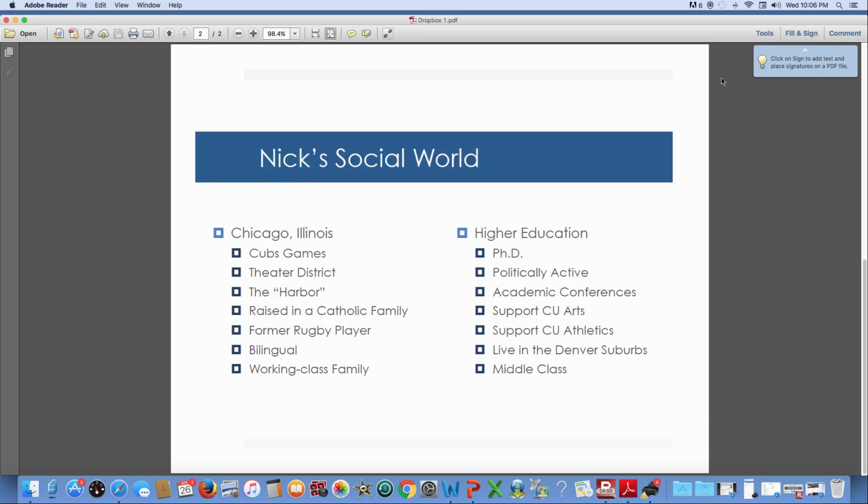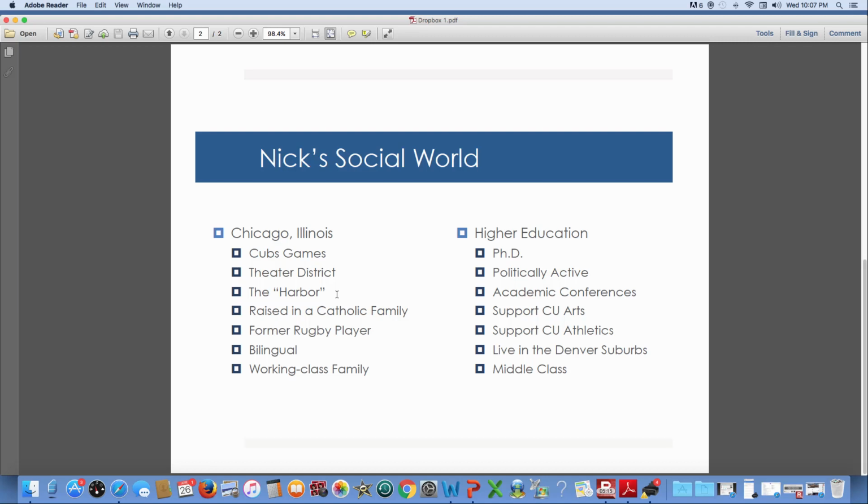So, Nick's social world. You can see on the left here, I'm from Chicago, Illinois. There's part of this social world of Chicago, Illinois that I believe in, that I identify with. First, as a Cubs fan, I go to Cubs games. I'm interested in the theater district. The Harbor might be unique to some people who are not familiar with the Chicago, Northwest Indiana area.